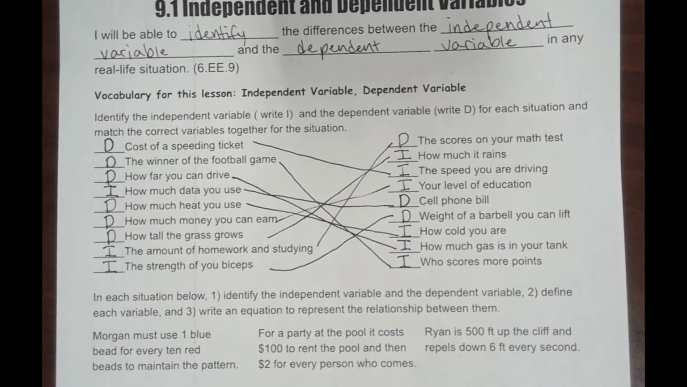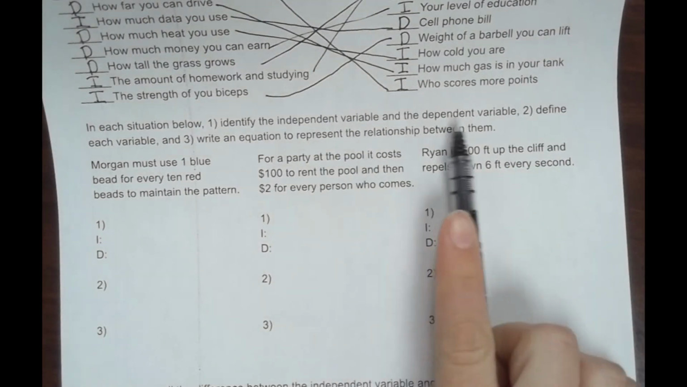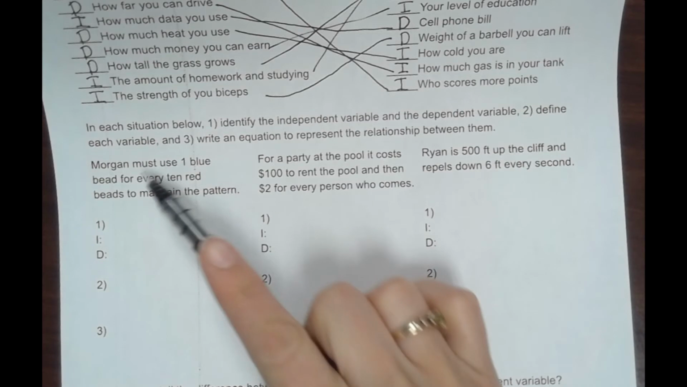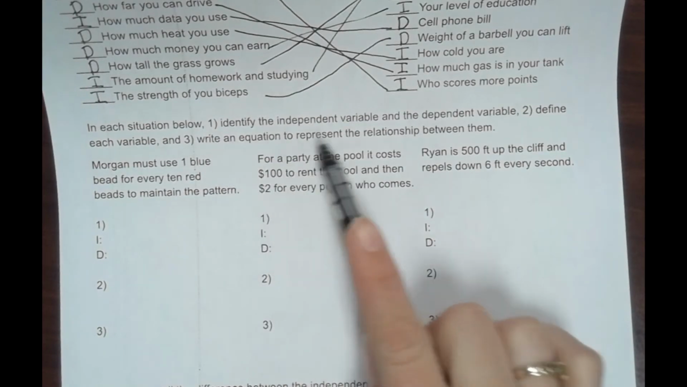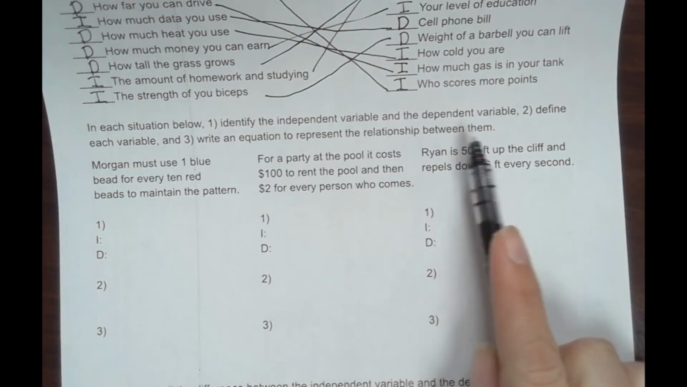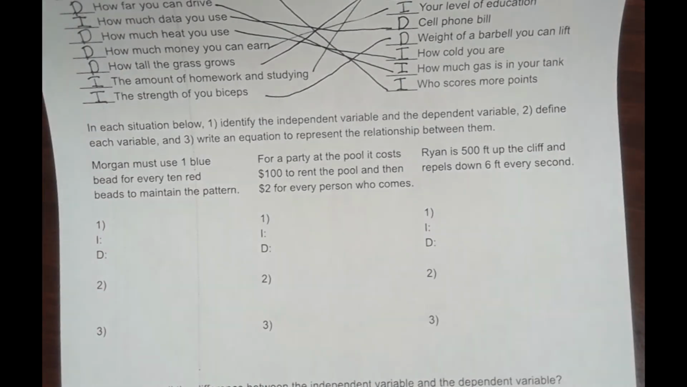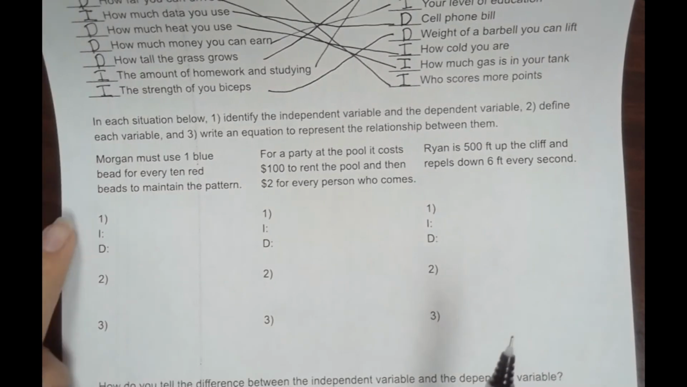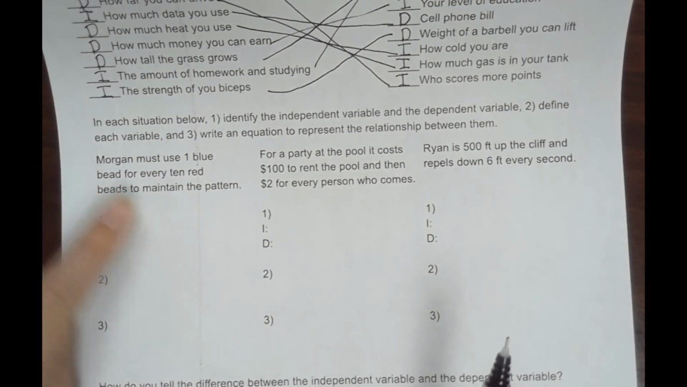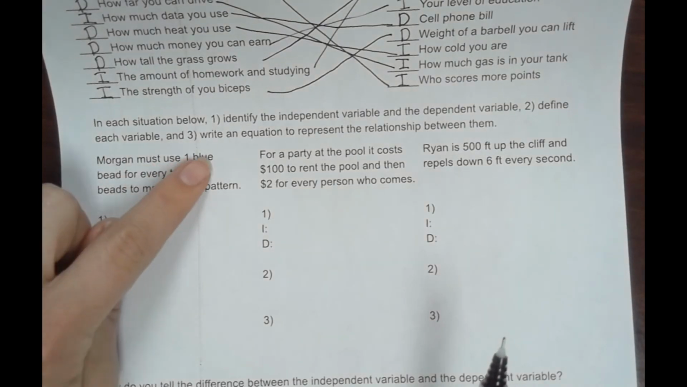Now in each situation below, we're going to identify the independent variable and the dependent variable, define each variable, and three, write an equation to represent the relationship between them. Okay, we've talked about writing equations. Now we're going to put some pieces together. So, Morgan must use 1 blue bead. Okay, she's got to use 1 blue bead.